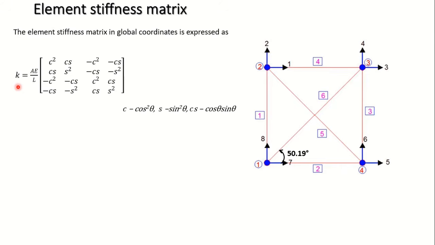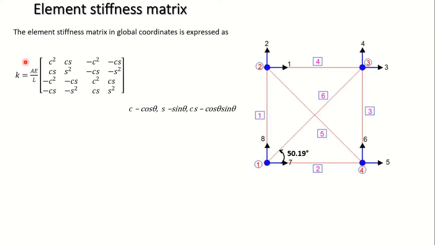Here the stiffness matrix for any element in terms of global coordinates can be written by knowing its cross-sectional area, modulus of elasticity, and the length of that member. So this ratio AE by L is multiplied by this rotation matrix. Now this rotation matrix consists of the C square, Cs, and S square terms. C stands for cos theta, S stands for sine theta, whereas Cs stands for cos theta sine theta. C is simply cos theta.